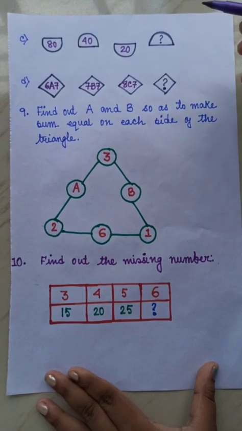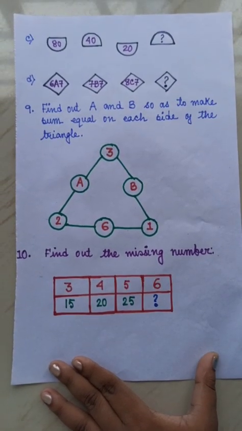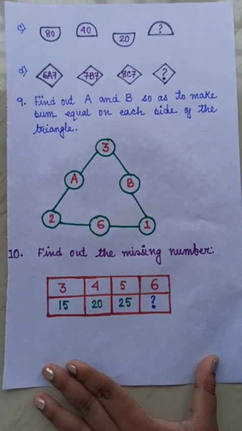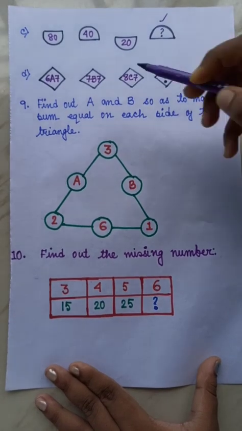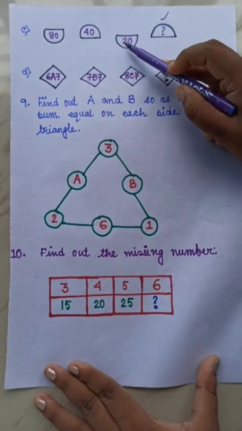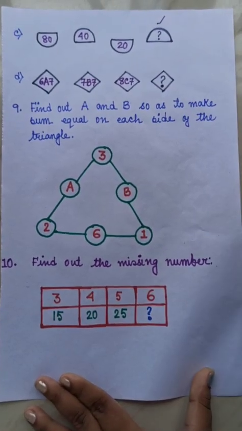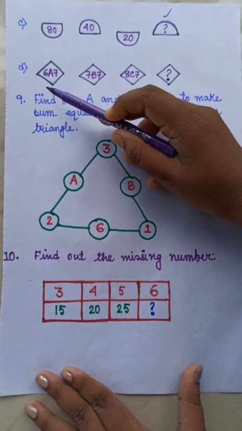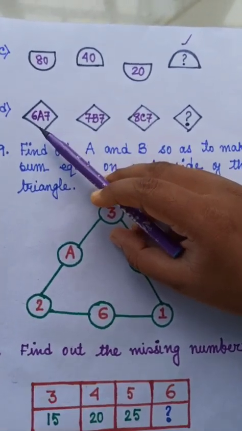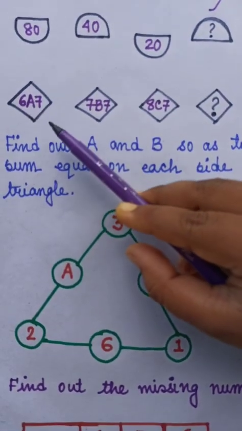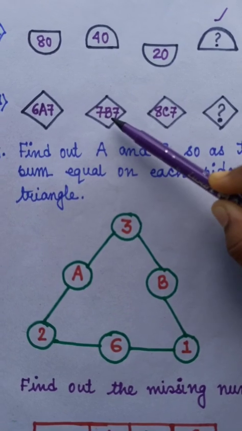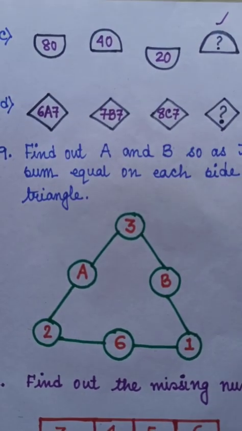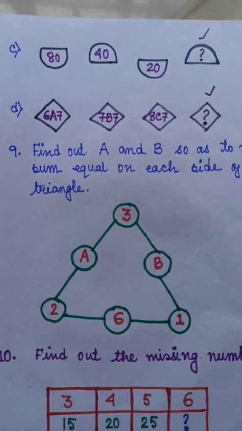Okay, so next is C number. It is exactly the same as the previous one. You have to understand the pattern and fill the gap. 80, then 40, then 20. So you have to understand the pattern and write the missing number here. Next is, again I know it is small, so let's focus here. 6A7, then 7B7, then 8C7. Then you have to fill the gap.